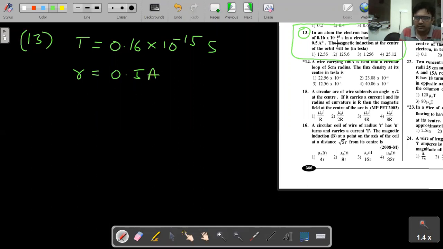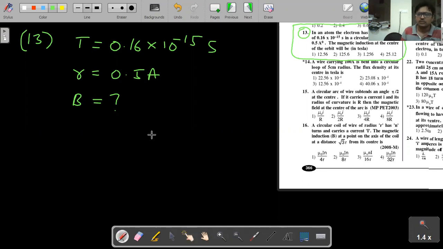So they have given the time period, the radius, and they are asking for the magnetic induction B at the center. And they provided one more piece of information: this is an electron in an atom.